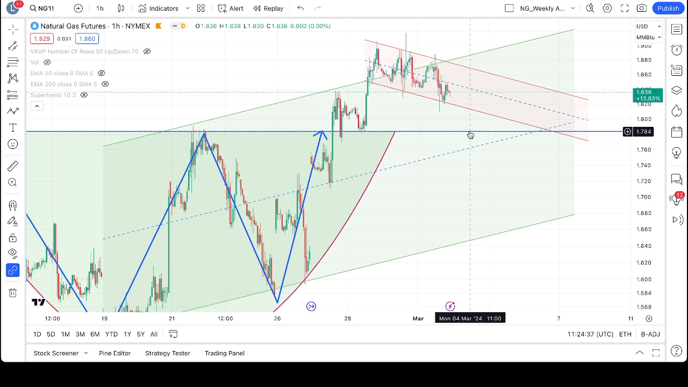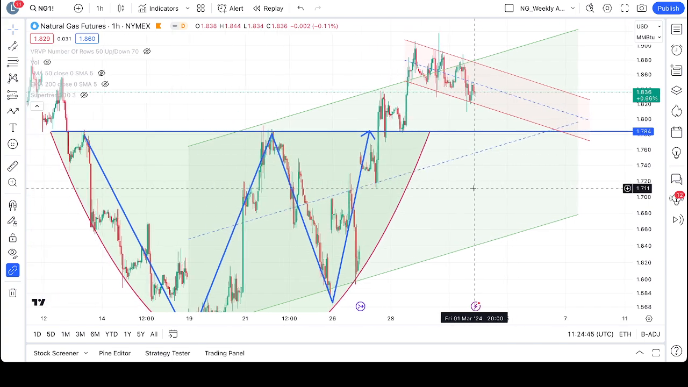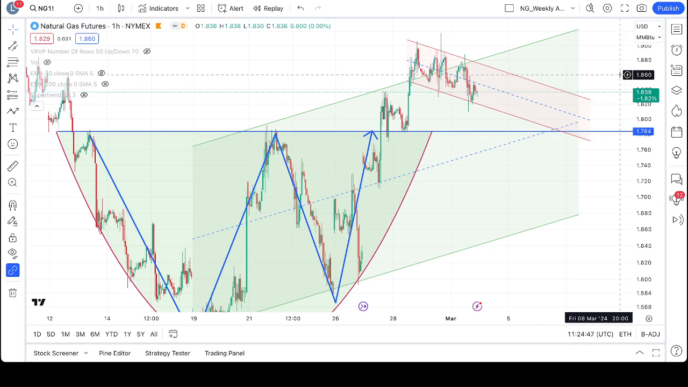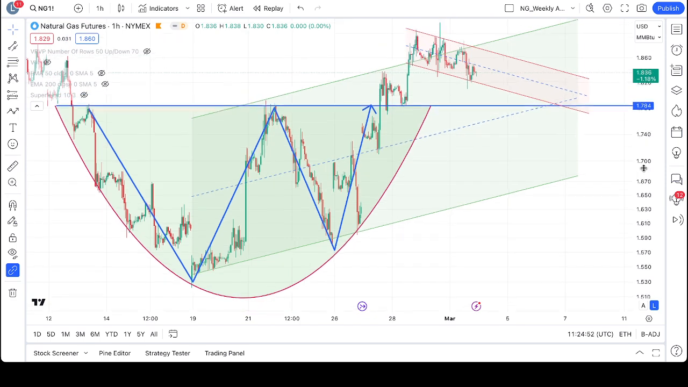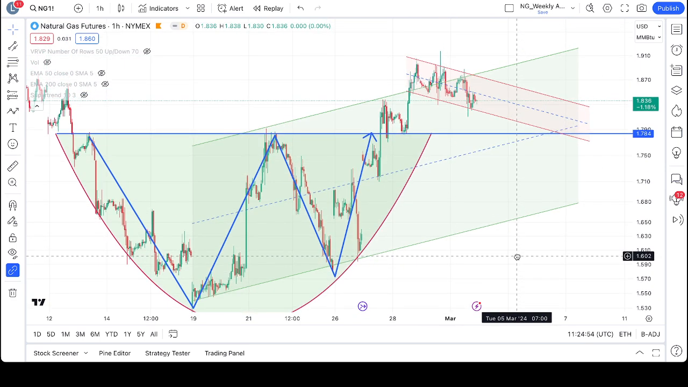As long as the price is staying above this line, we should be hitting $2. So that is my analysis on the current markets. And why do I say $2? Because this is a double bottom, and as per the double bottom, I have a target of 2.04 to 2.08, roughly around that.